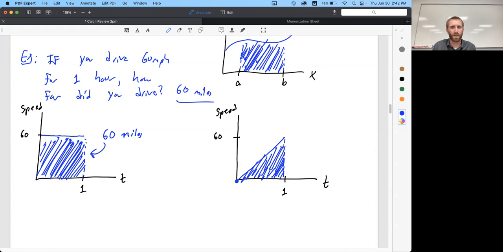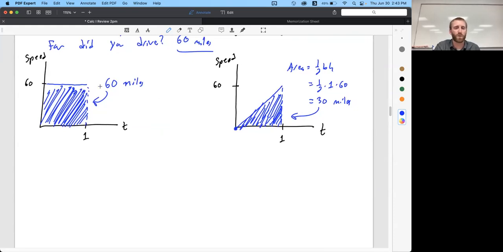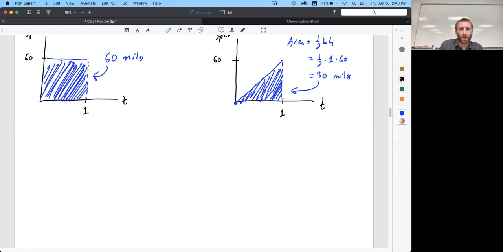So the question is, what is that? Well, now this is another nice simple shape. This is a triangle. And so the area, the distance traveled, is 1/2 base times height, which would be 1/2 times 1 times 60, which is 30. And so I've gone exactly 30 miles if I slowly ramp up my speed instead of being at a constant speed. And those aren't too bad to find how far you went, because both of those are very simple functions. Straight line, straight line.